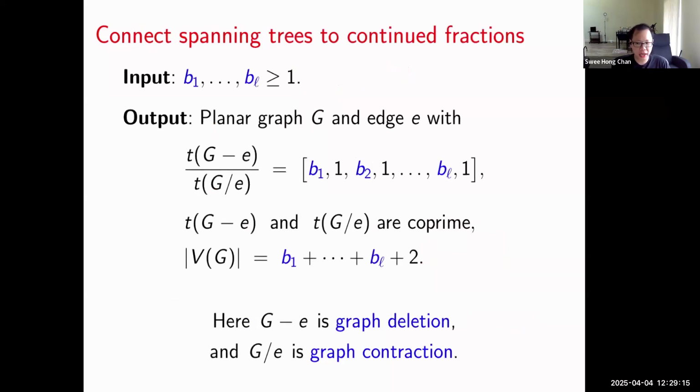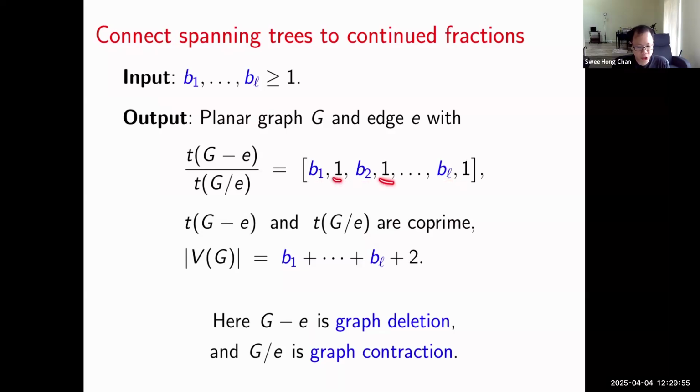Now, here is how we connect the problem about the spanning tree to continued fractions. We do the following construction. The input is the numbers b1, b2, up to bl, all of them positive integers. We want to build a planar graph G and edge E such that the ratio of T(G minus E) and T(G over E), where G minus E is the graph deletion and G over E is the graph contraction, must be equal to the alternating continued fraction of b1, 1, b2, 1, up to bl, 1.